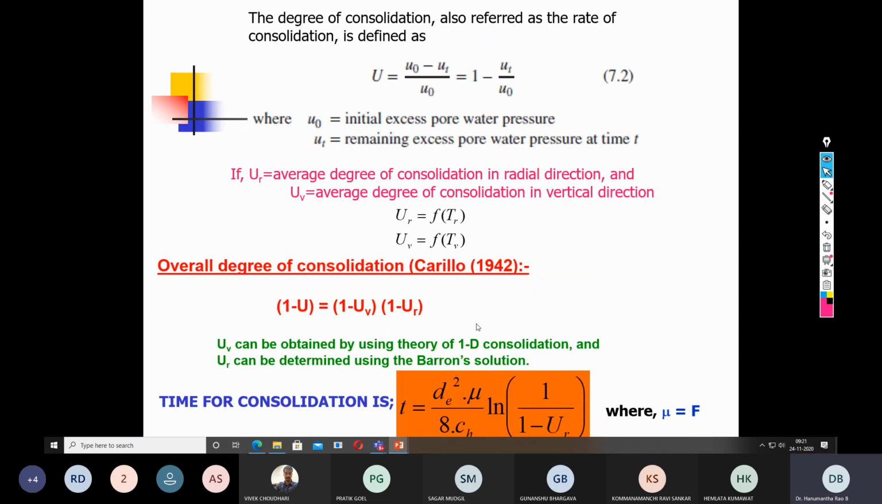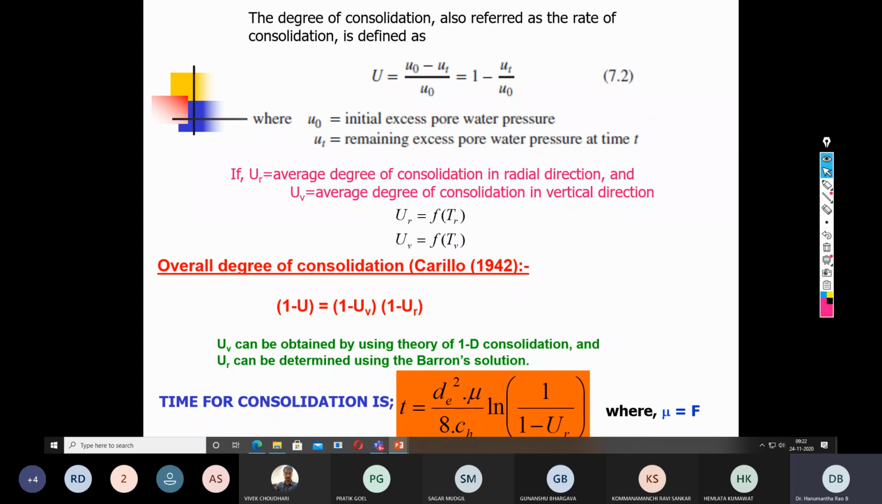So there are other equations. The degree of consolidation, also referred to as the rate of consolidation, is defined as U naught minus UT by U naught. So U naught minus UT means the change in pore water pressure divided by the initial pore water pressure. U naught is the initial excess pore water pressure, UT is the remaining excess pore water pressure at time t. If you deduct initial minus final, this is nothing but the change in pore water pressure, divided by U naught.